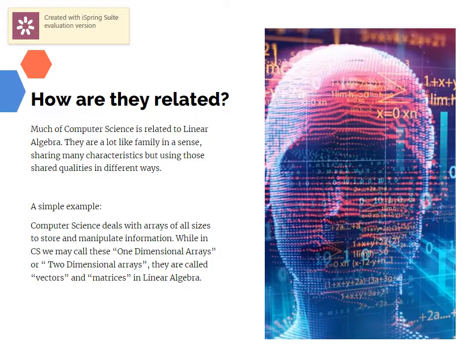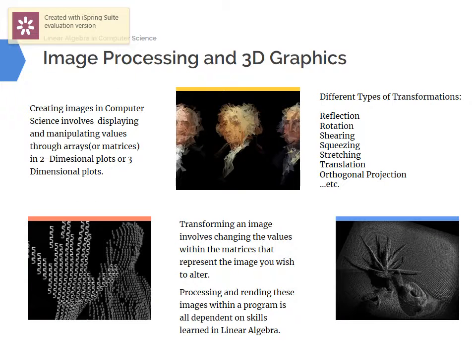Here, in computer science, we call those one-dimensional arrays and two-dimensional arrays, while in linear algebra, we call them vectors and matrices. More specifically, linear algebra helps with image processing and 3D graphics in computer science. Creating images in computer science involves displaying and manipulating values through arrays or matrices in two-dimensional plots or three-dimensional plots.